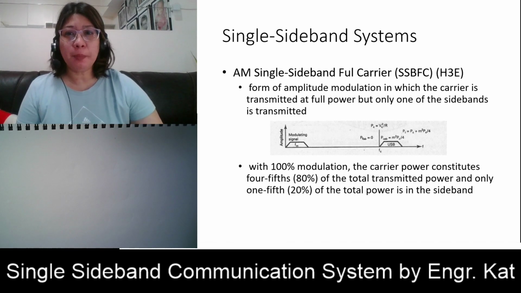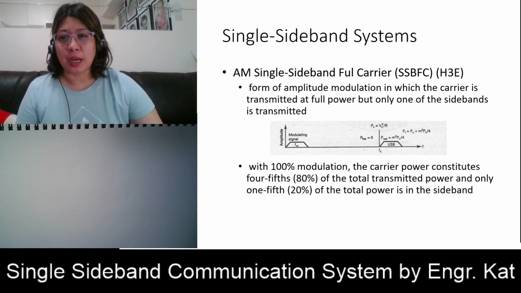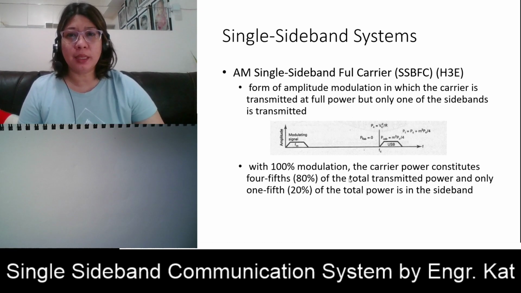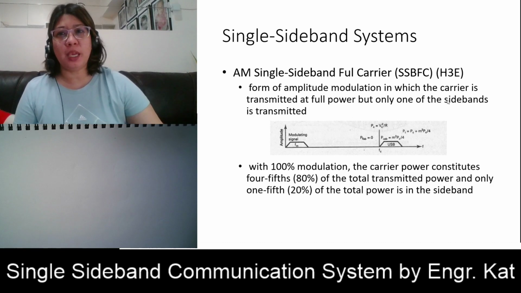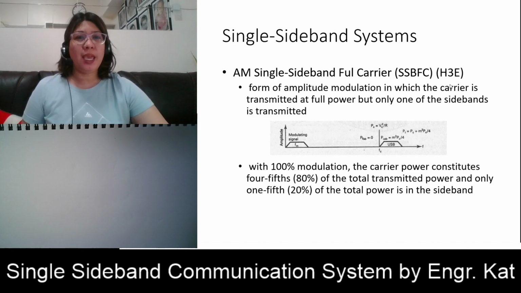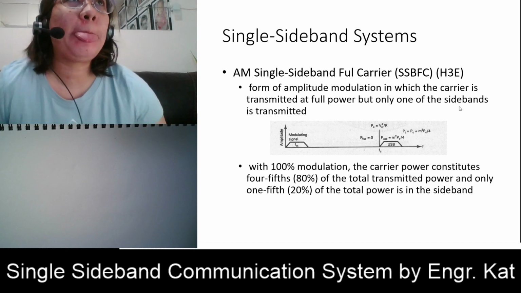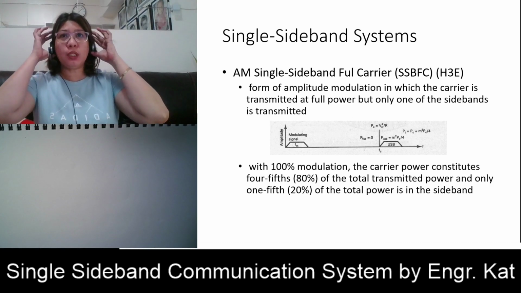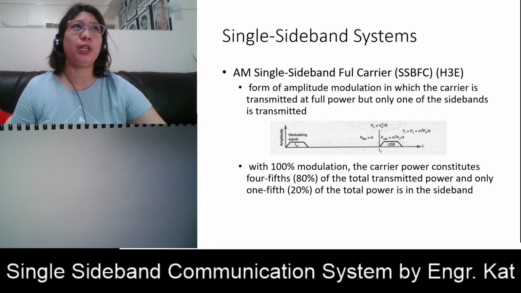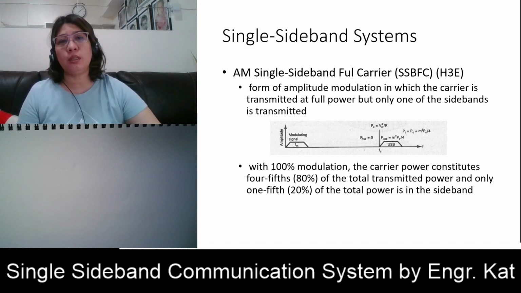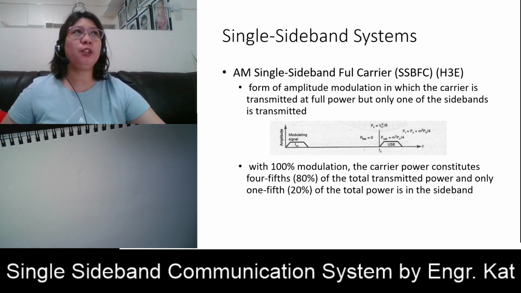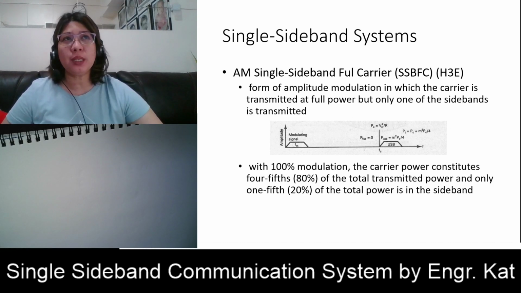The first type of AM that we are going to discuss is the single sideband full carrier, or SSBFC. The radio emission for an AM single sideband full carrier is H3E. The single sideband system was first mathematically recognized and understood as early as 1914. In 1923, the first patent was granted for a single sideband system. The first successful communication link was between England and the United States.